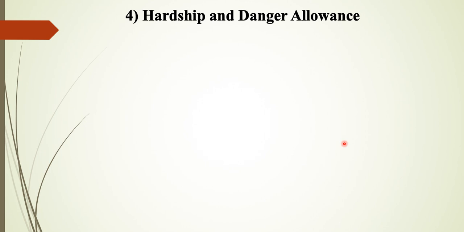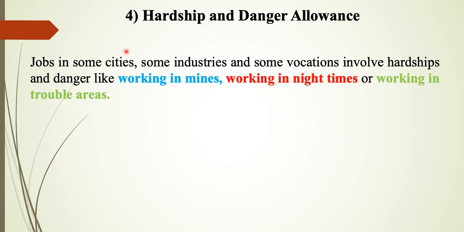We are going to understand what these hardship and danger allowances are. Jobs in some states, industries and vocations involve hardship and danger, like working in mines. It is very dangerous to work in mines. Then working at night time is also dangerous. Then working in trouble areas. In such cases the employer pays hardship and danger allowances to the employees.